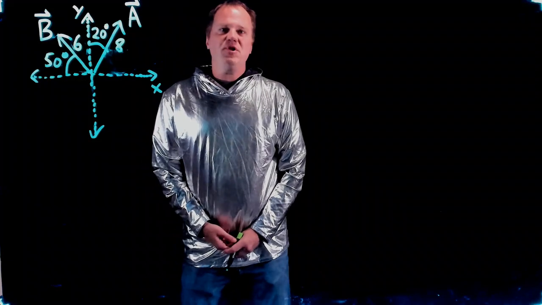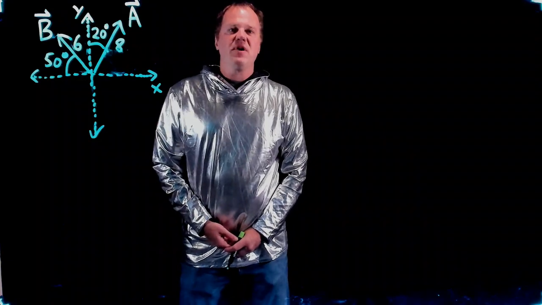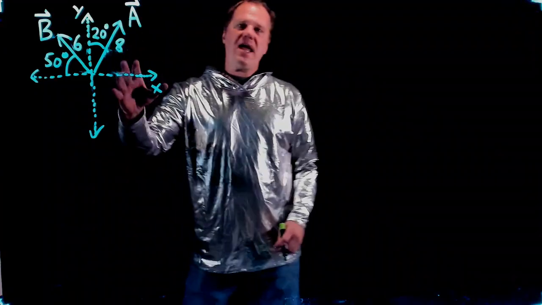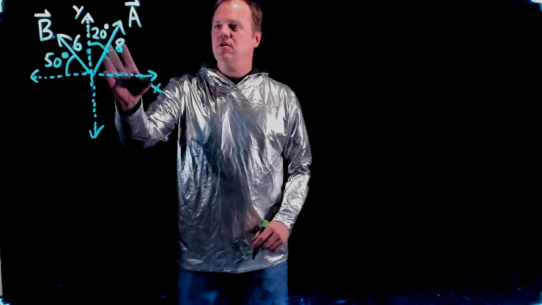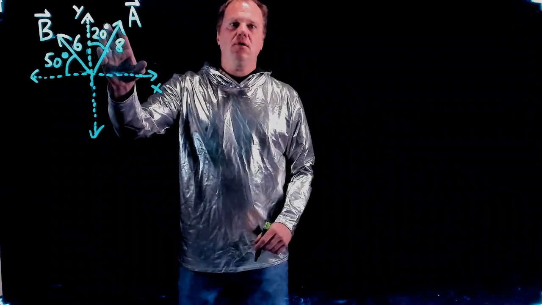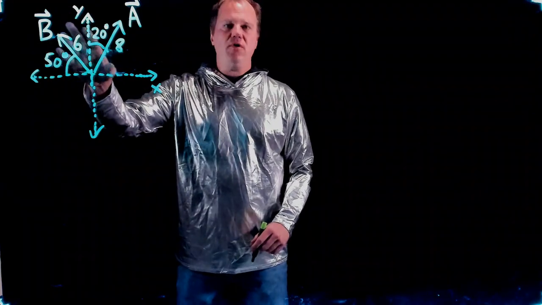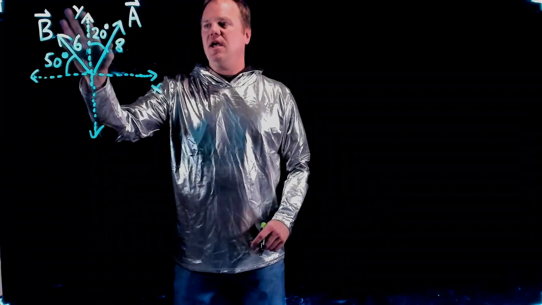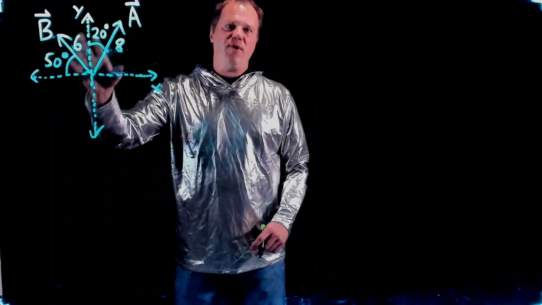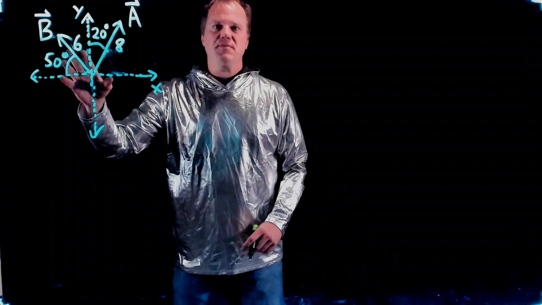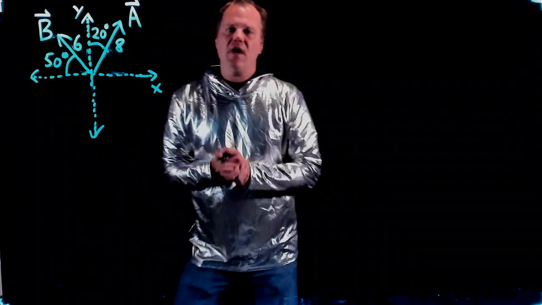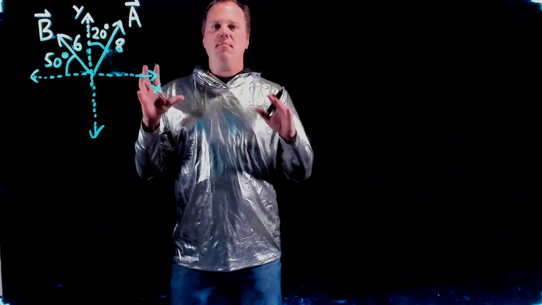Hi, I'm going to show you how to add vectors. So I have a vector A with a length of 8 and a direction 20 degrees clockwise from the positive y-axis, and I have vector B with a length of 6 and a direction of 50 degrees clockwise from the negative x-axis.